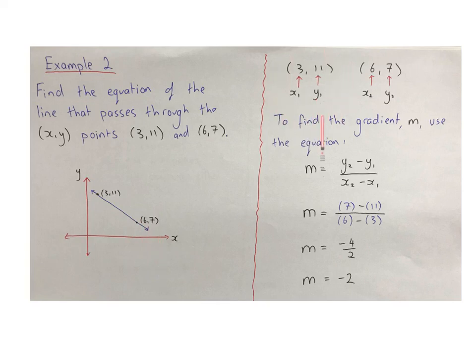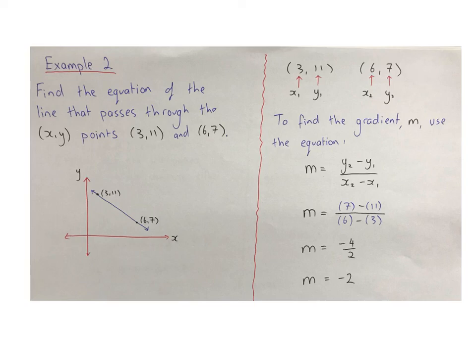Here I've written out my 2 points and I've labelled them x1, y1, my first point, and x2, y2, my second point. Which one you label as x1, y1 and x2, y2 doesn't matter. You'll get the same answer. Generally though, it's better to label the one on the left as your x1, y1. Just makes the equations a little bit easier.